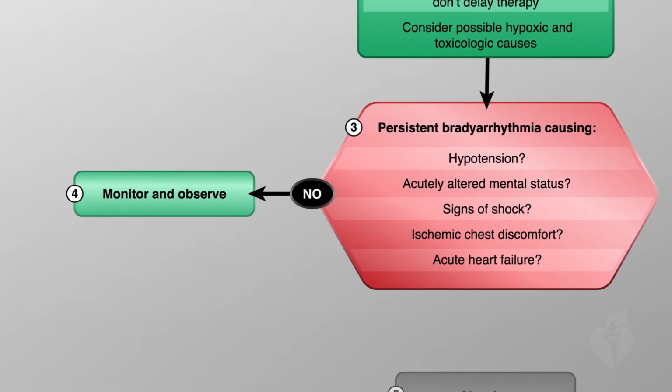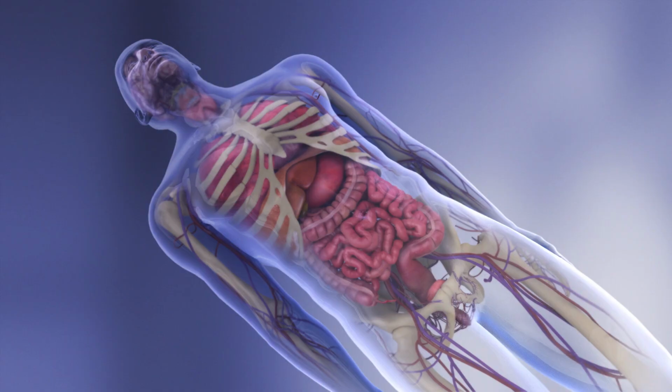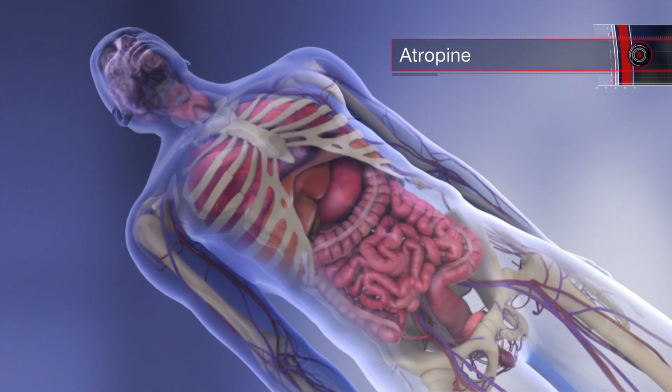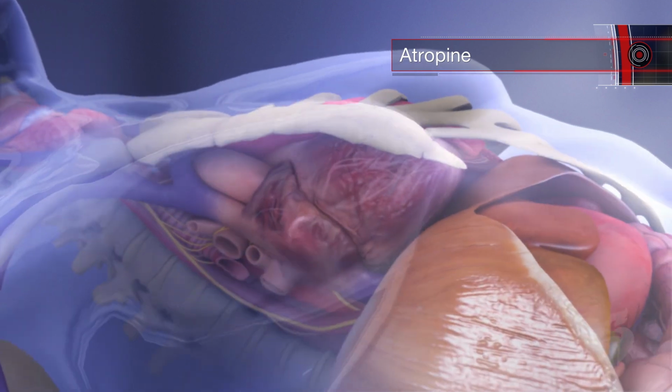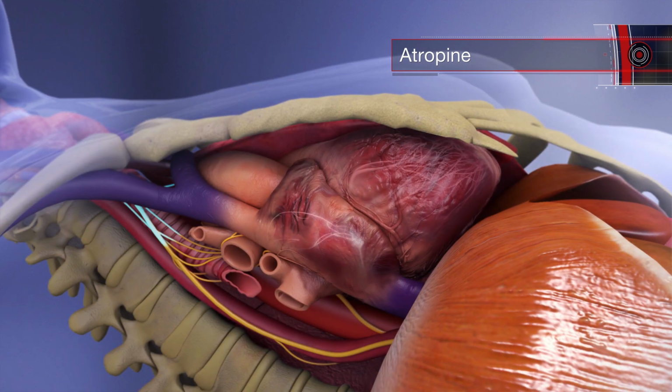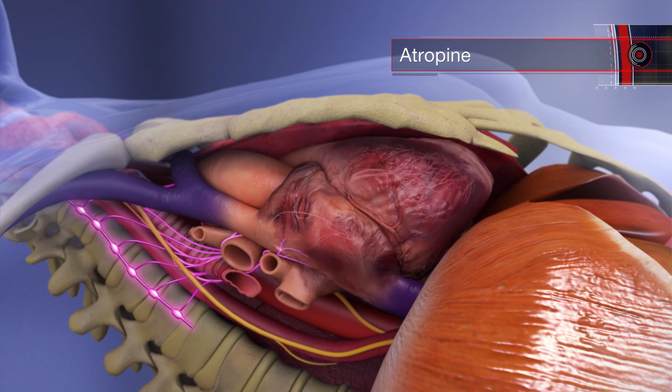If the patient has adequate perfusion, observe and monitor. If the patient has poor perfusion, administer atropine. Classified as an anticholinergic drug, atropine is effective for the treatment of certain types of bradycardia. For example, if the vagus nerve stimulates the heart, the patient's heart rate will slow. Atropine blocks the action of the vagus nerve, causing the heart rate to increase.